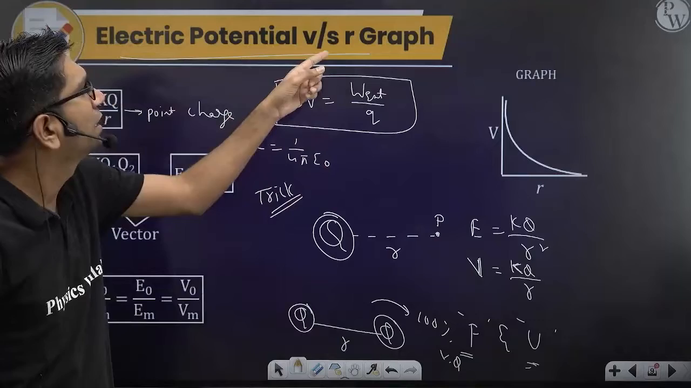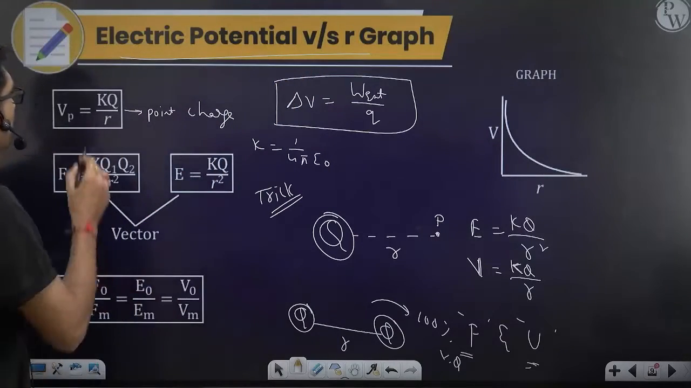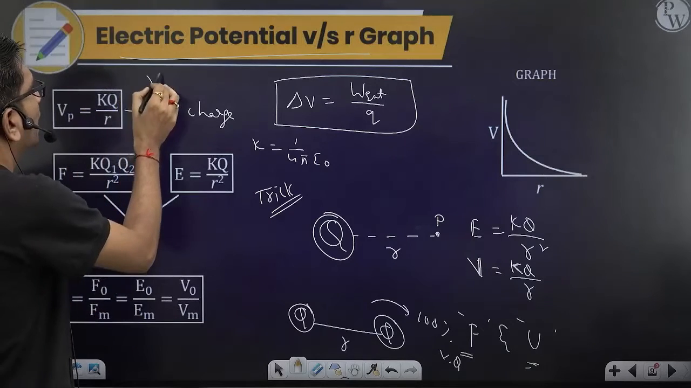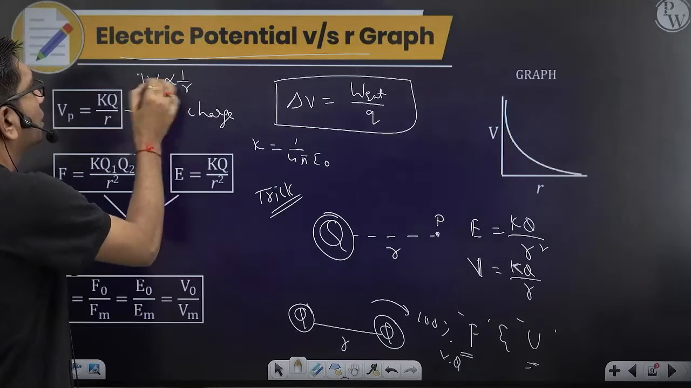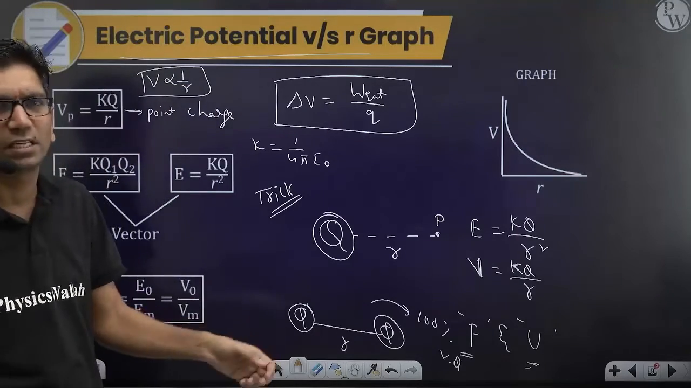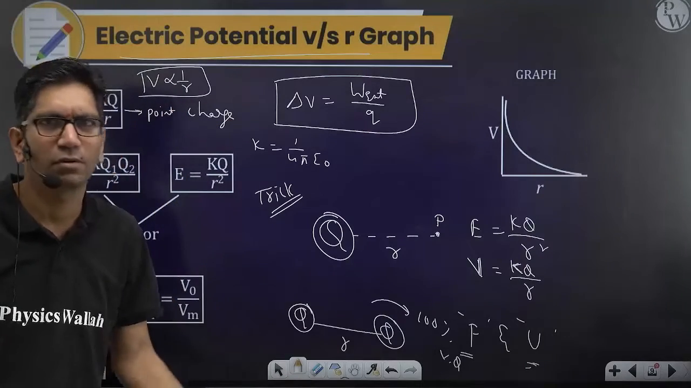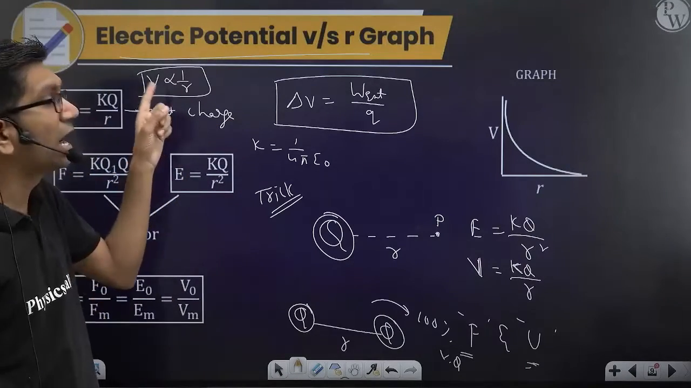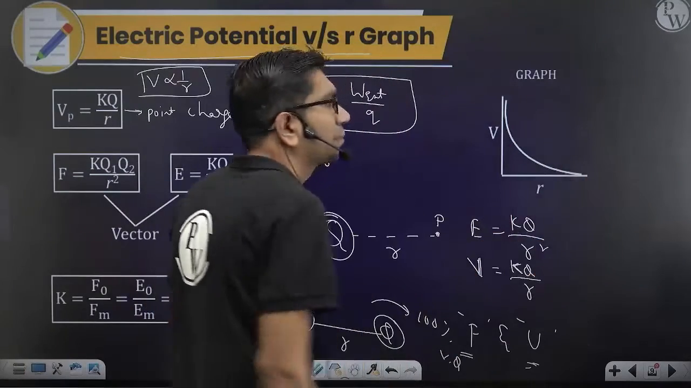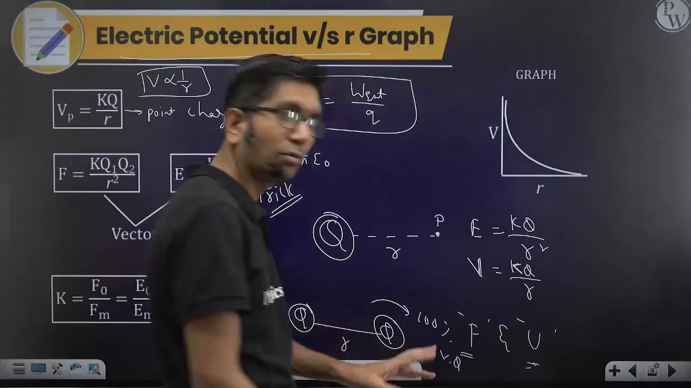Now let us see the graph for this one: electric potential and the distance. How are they related, beta? Electric potential is inversely proportional to distance. As the distance increases, of course, the potential decreases. Inversely proportional graphs, how will you get? Like this you will get. This is the inversely proportional graph, beta. No more confusion?